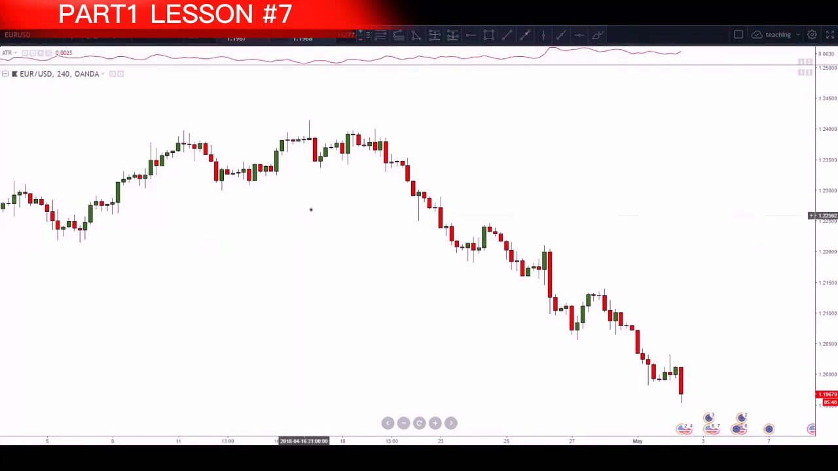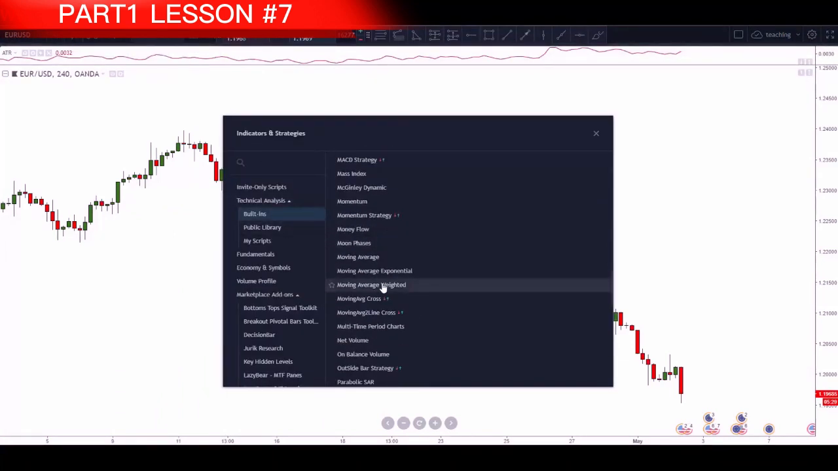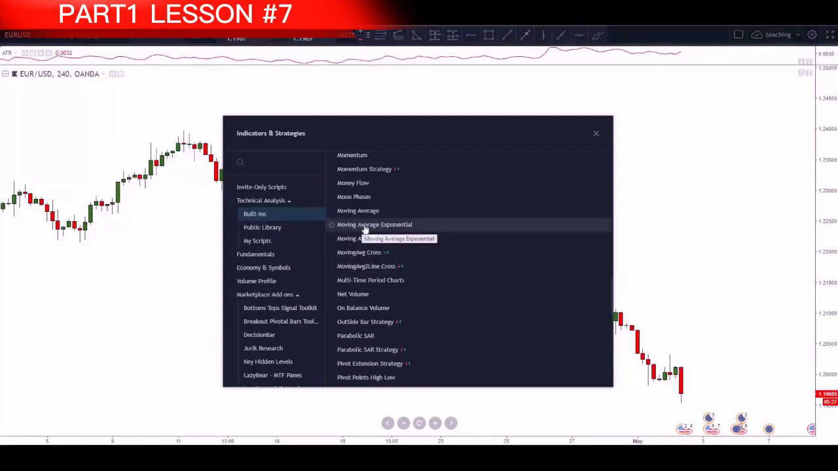What is the other indicator we're going to use? Well, it's an exponential moving average. Same thing, in order to find that, we go up here to indicators, top left-hand side of your screen, click that, and scroll all the way down to moving average exponential right here. This is all in the built-ins of the indicators list on TradingView.